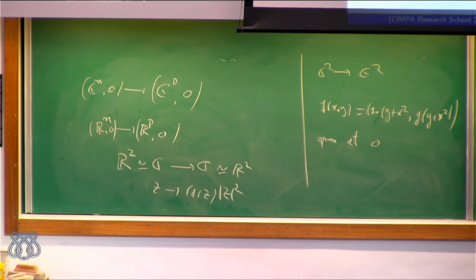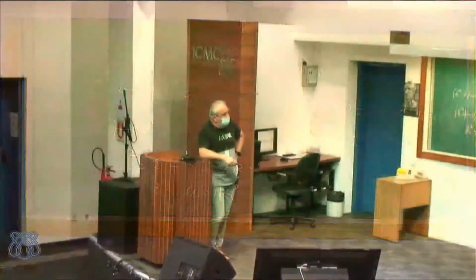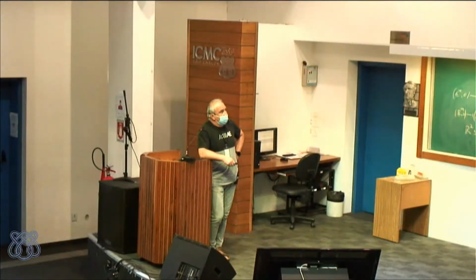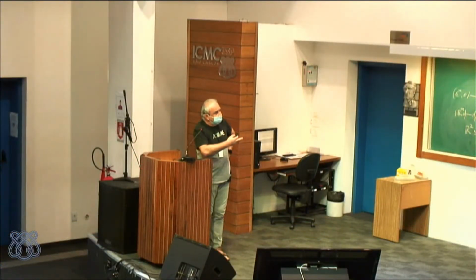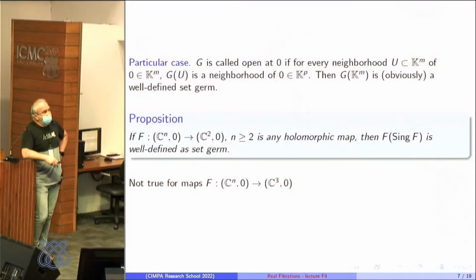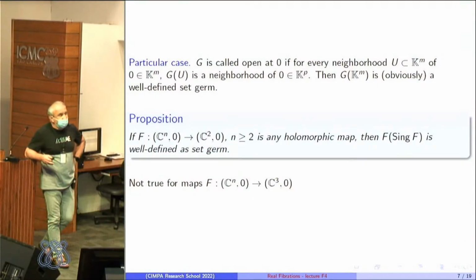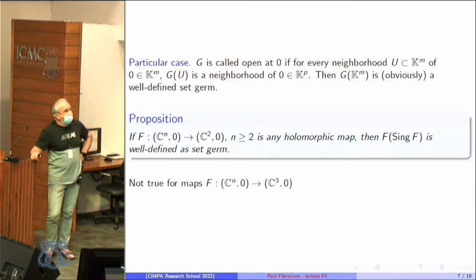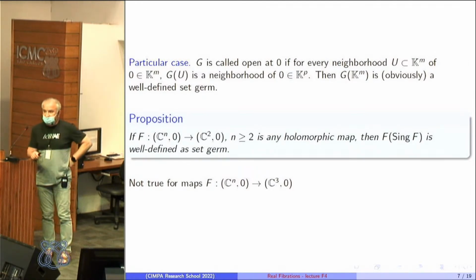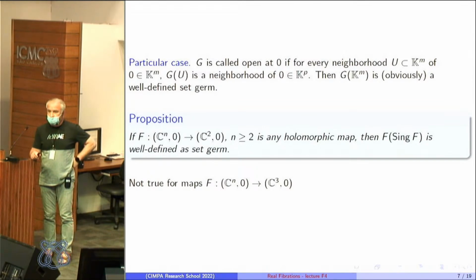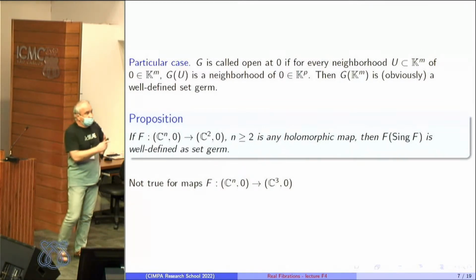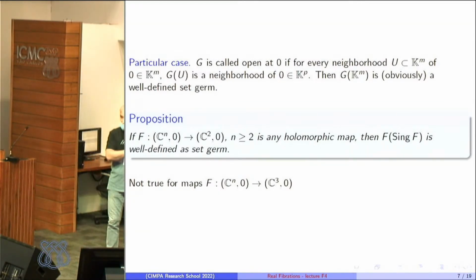What else can we prove? For example, we can prove that if you have a map with values in C2, and this is holomorphic, then the image of the singular set, I mean the discriminant, is actually a well-defined analytic set. However, this is not true for maps with values in C3.